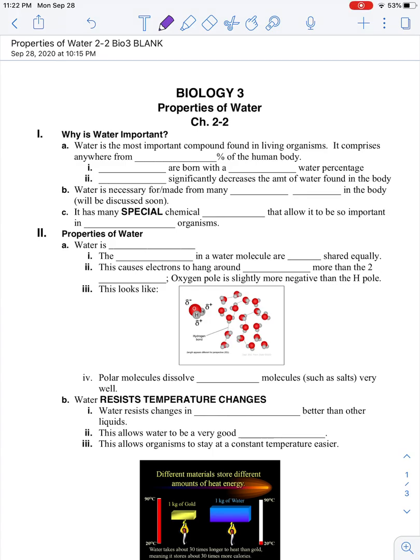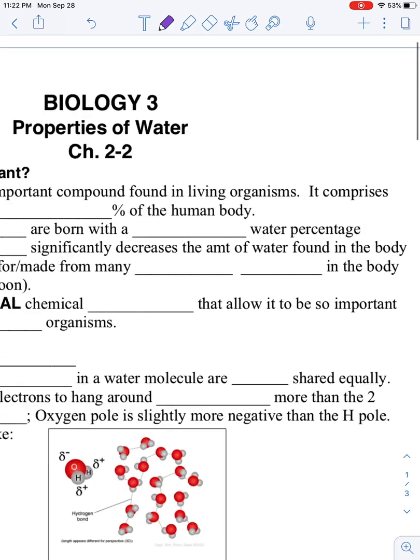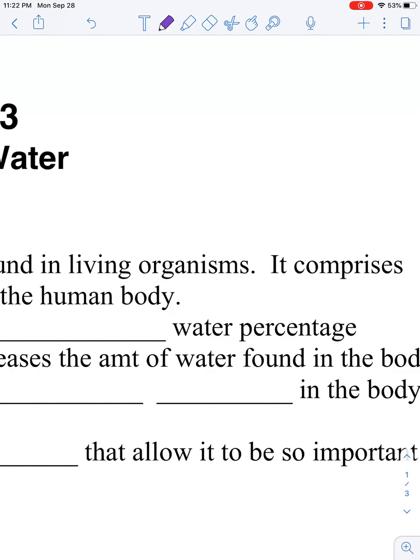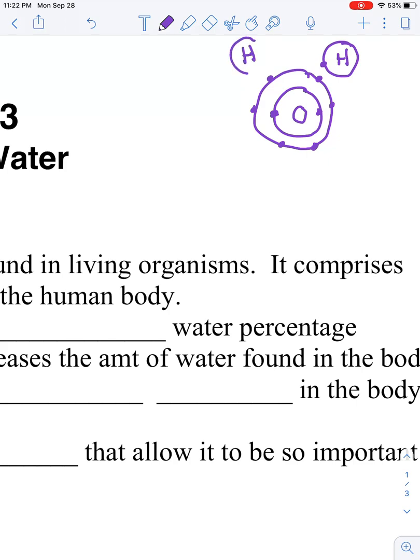These notes cover Chapter 2, Section 2 of your text, going over the properties of water. To recap, oxygen and hydrogen combine to form water. Oxygen has 2 electrons in its inner shell and 6 electrons in its outer shell, whereas hydrogen has 1 electron in its single shell.